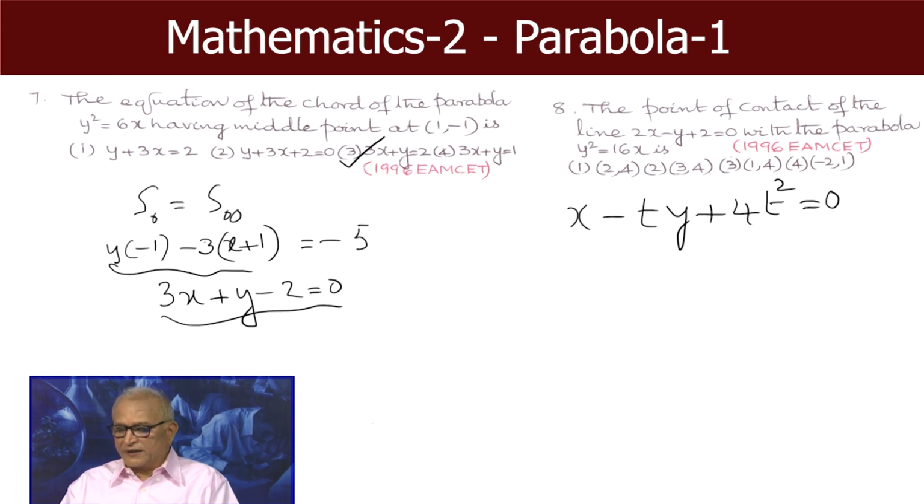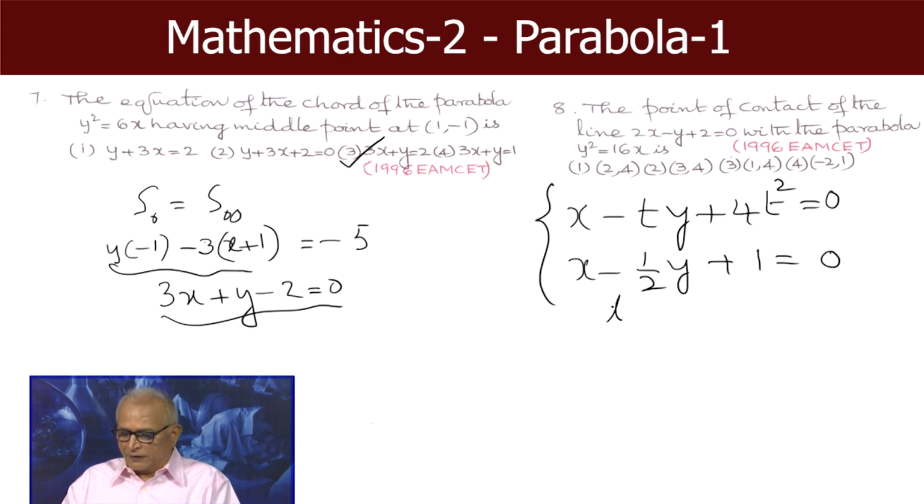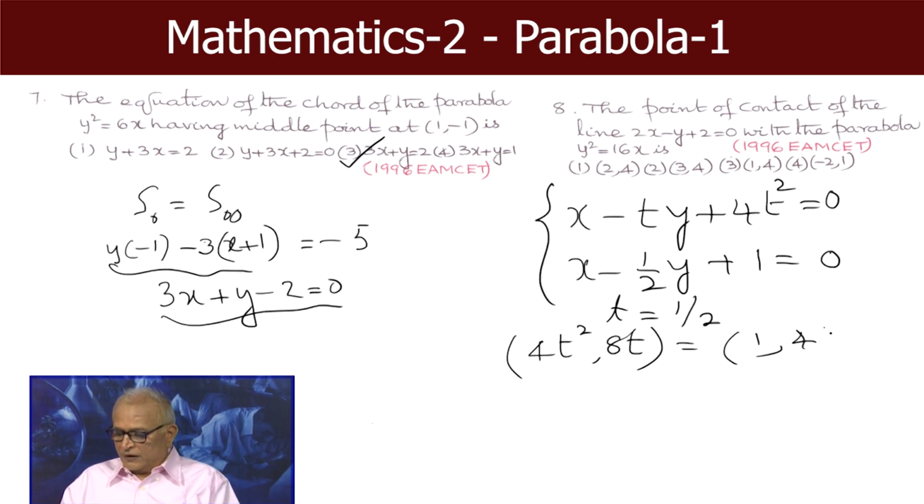Let's compare this with the given equation, 2x minus y plus 2 equal to 0, or x minus 1 by 2 y plus 1 equal to 0. These two represent the same line for t equal to 1 by 2. So when t equal to 1 by 2, what is the point of contact? It is a t square, 4t square, 2at, 8t. So that is the point of contact where t equal to 1 by 2, which is equal to 1, 4. So 1, 4 is the point of contact, which is 3.